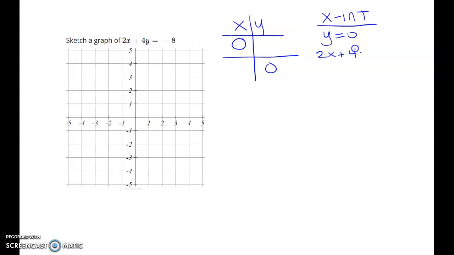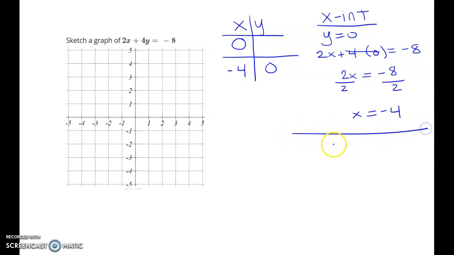2x plus 4 times 0 equals -8, and then we'll solve. 4 times 0 cancels, so I get 2x equals -8, divide by 2, so x will equal -4. So that's our first one.